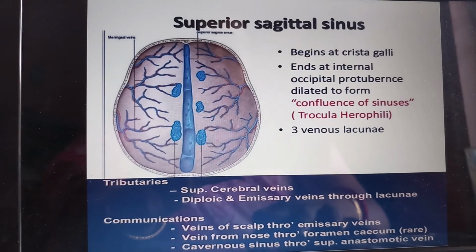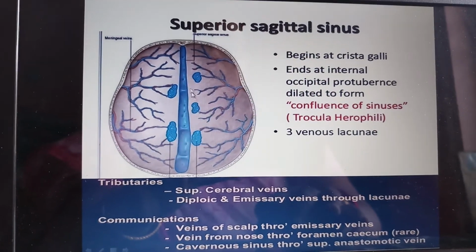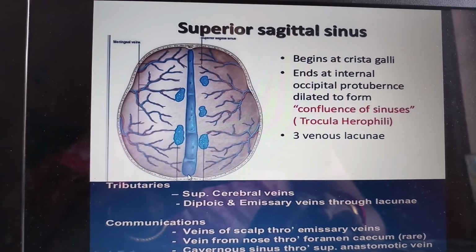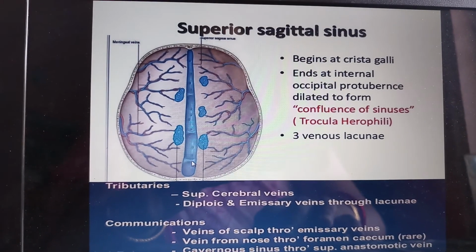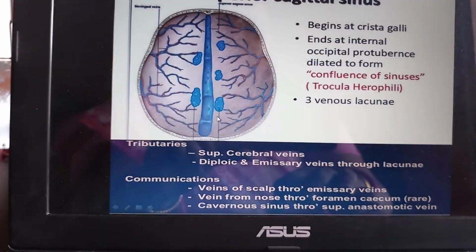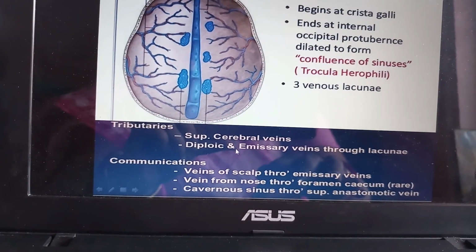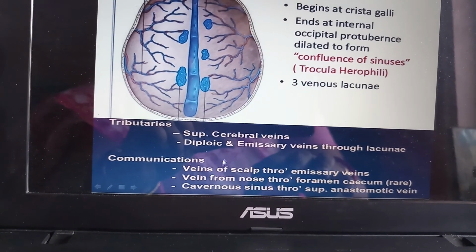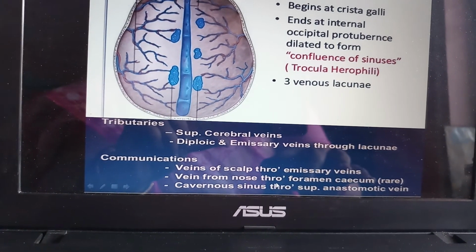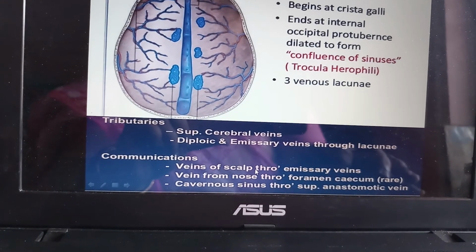Coming to the superior sagittal sinus. The superior sagittal sinus begins in the crista galli region, and it ends at the internal occipital protuberance or the confluence of sinuses, also called torcular herophili. Inside the superior sagittal sinus, we will have three venous lacunae. It has several tributaries like the superior cerebral vein, diploic vein, and emissary vein through the lacunae, and it communicates with veins of the scalp, veins from the nose, and also with the cavernous sinuses through different emissary veins.